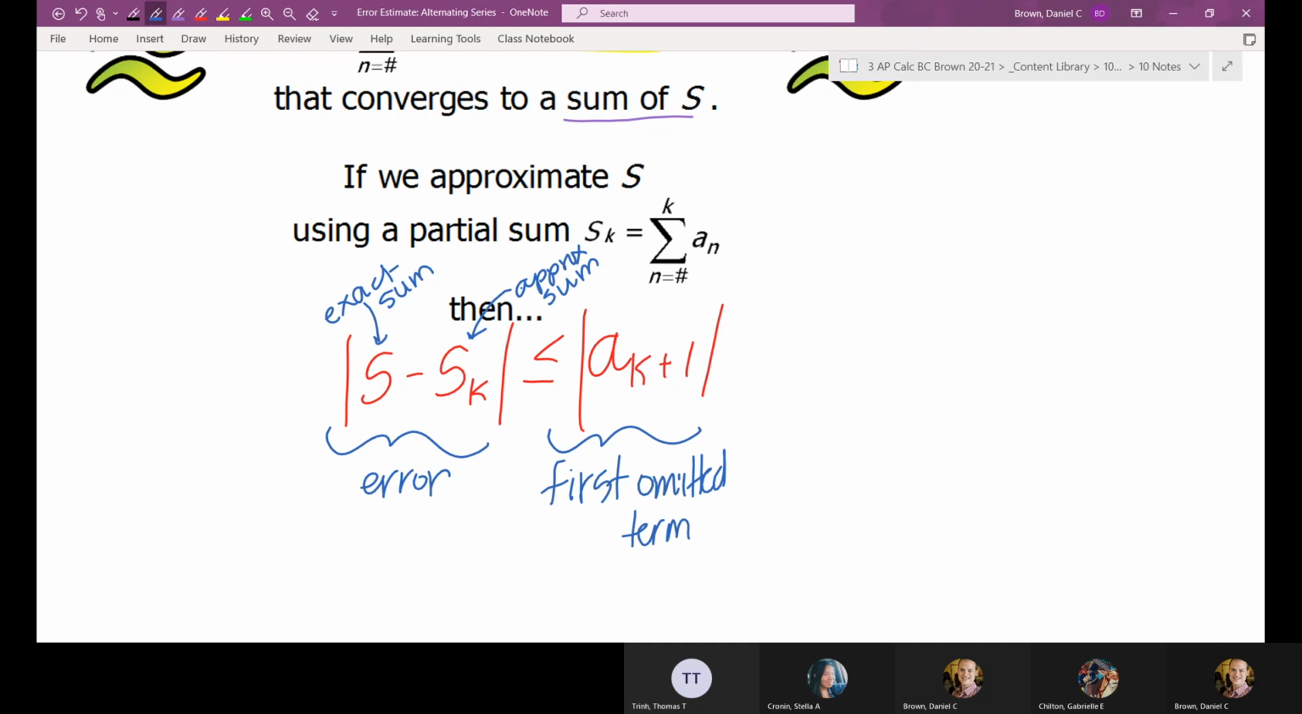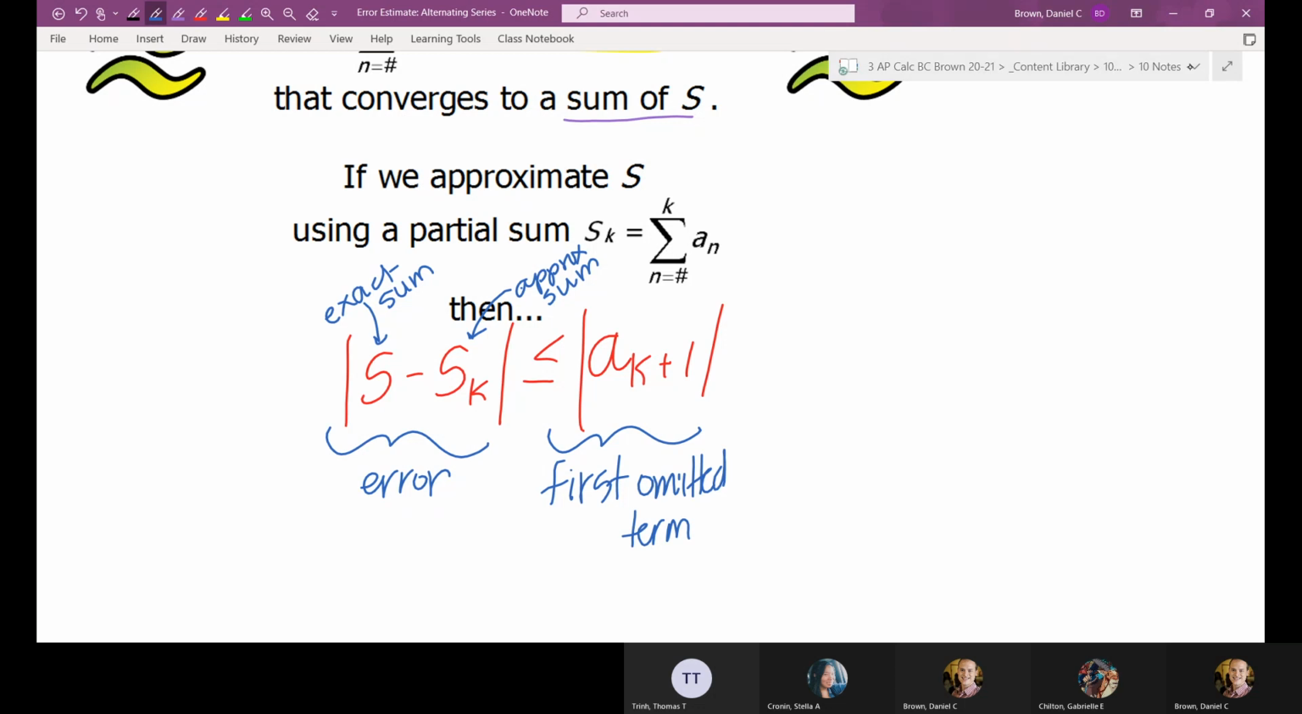Again, how can we use that? Say we want to find the sum of an alternating series, and we want our sum to be at least within 0.1 of the exact value. There's no way to find the exact one, but we want to be 0.1 away from it. Well, once I find a term that's less than 0.1, I can add up every term before it, and I know that that sum is close enough to the actual sum.